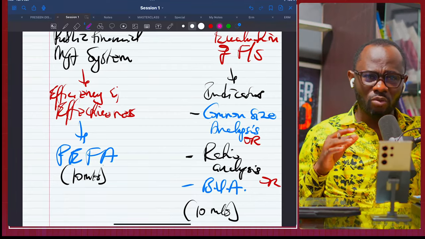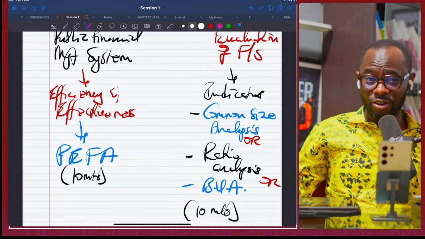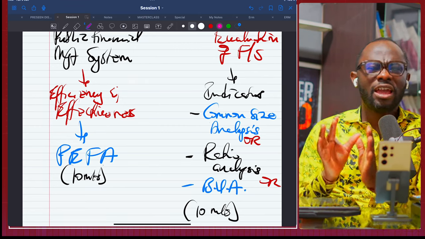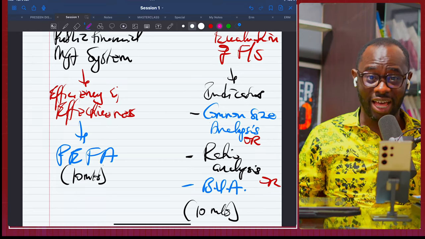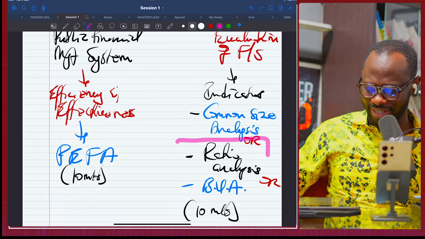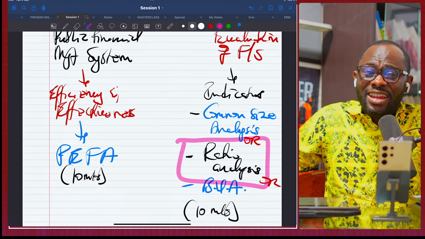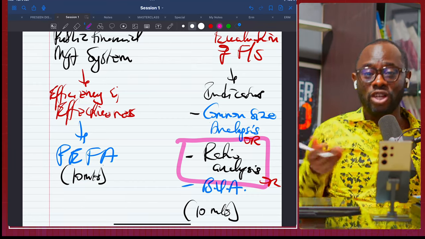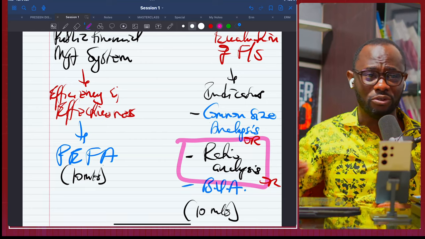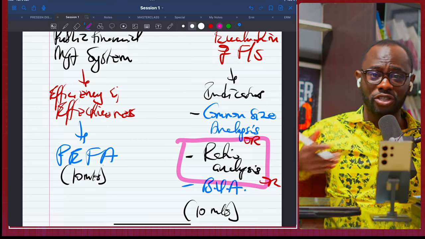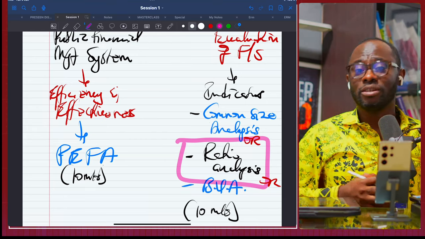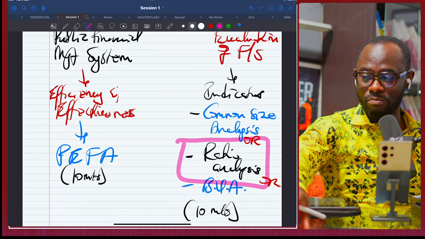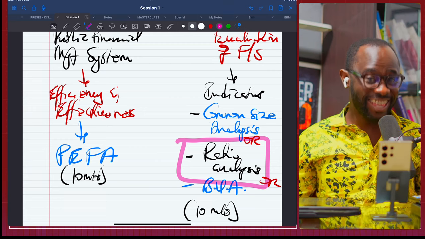The examiner has brought it once. I don't know if in March 2024 he will get excited to bring it again. But the area that the examiner has enjoyed a lot is ratio analysis. He has brought it over and over again. You're going to be calculating the ratios, and then you interpret the ratios. And so again, the interpretation part is the key thing here.